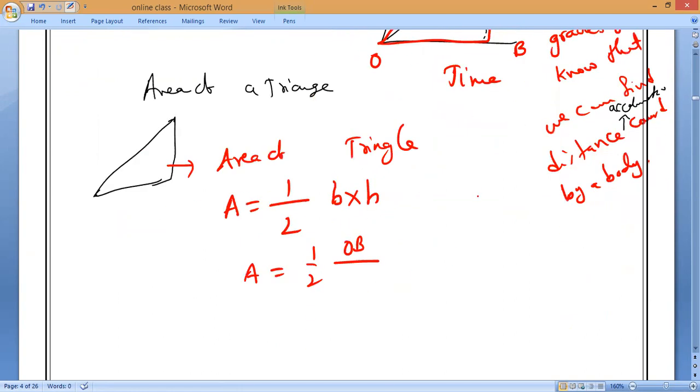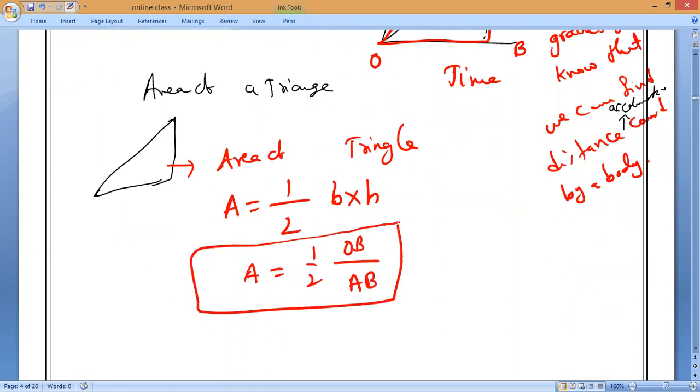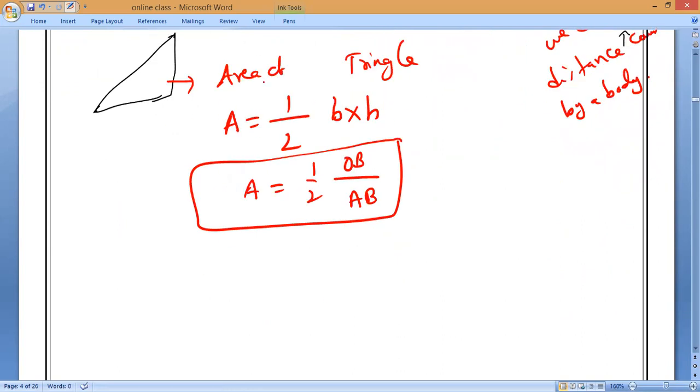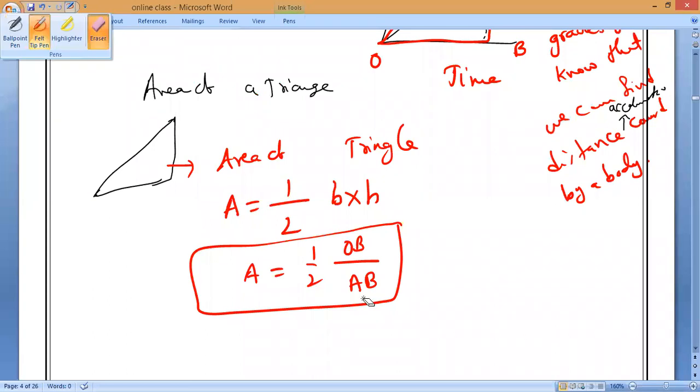into AB. What is the height? Height is equal to AB. So this is what we can use to calculate the area, which gives the distance. Understand, everyone? Linear motion. Sir, base into height, sir: OB into AB. Yeah, OB into AB. Very good, Harish. So OB into AB, that is what we can say length into breadth. So that is what it will give you.